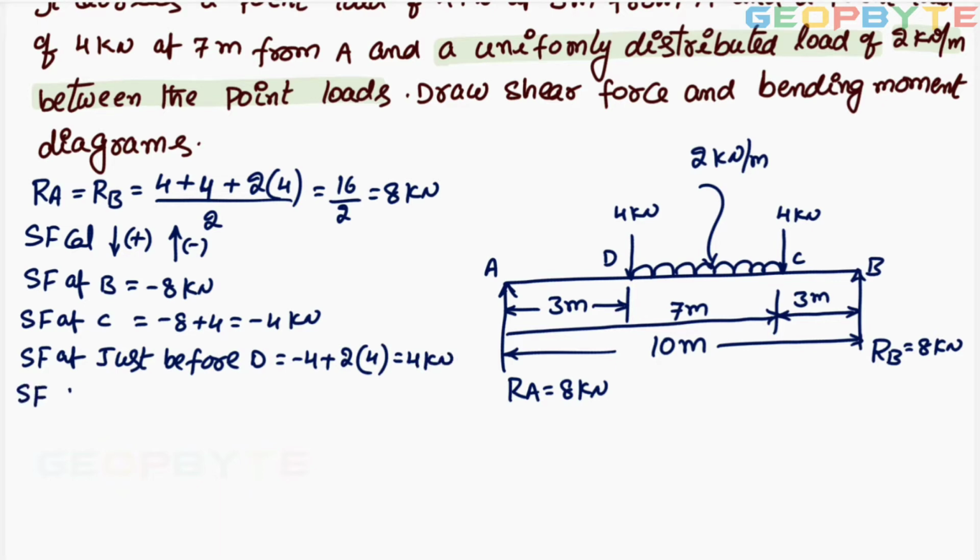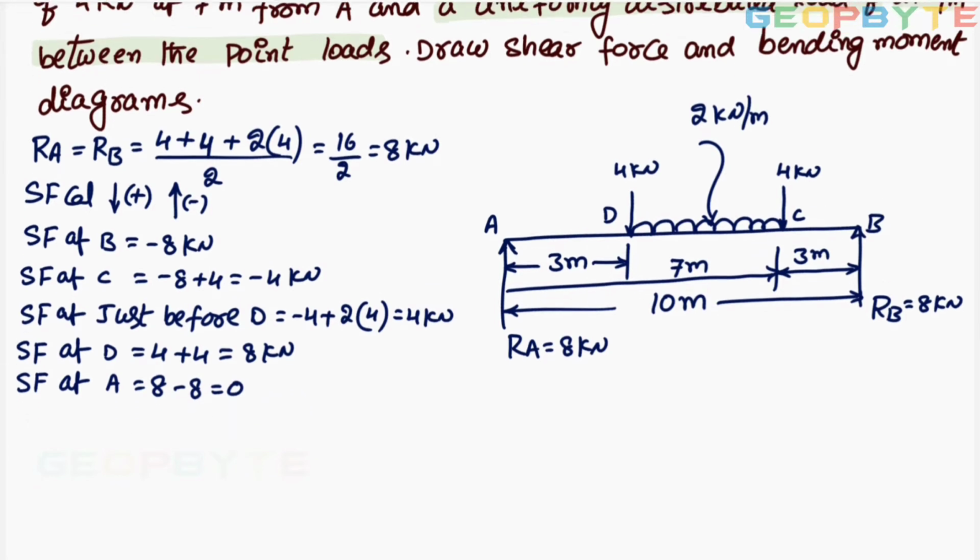Similarly, SF at exactly D equals plus 4, again plus 4, already 4 is there, plus 4, it is 8 kilonewtons. Then shear force at exactly A, already 8 is there, plus exactly at A it is an upward force, negative, equal to 0. That is the shear force calculations.